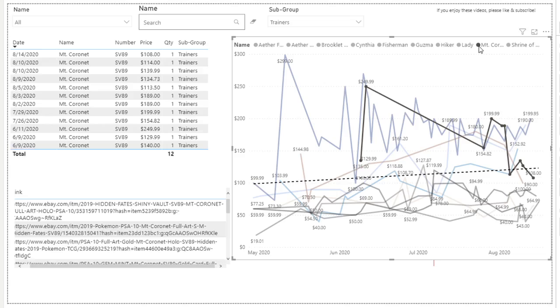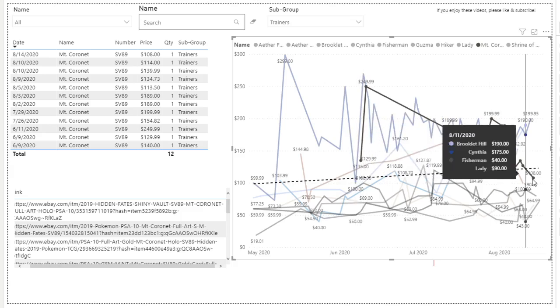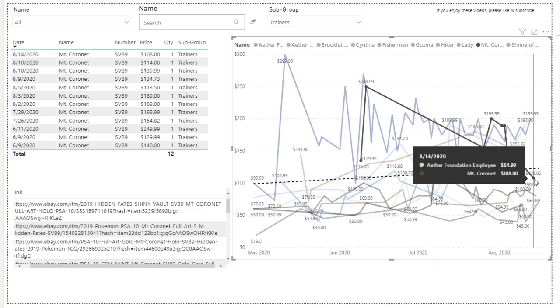So yeah, you can see a lot of these trainers have plateaued, flattened out. Mount Cornet, the highest it ever sold was 250. The lowest it sold was, well, now it is even lower, 108. Yeah, definitely a good time to buy a Mount Cornet.